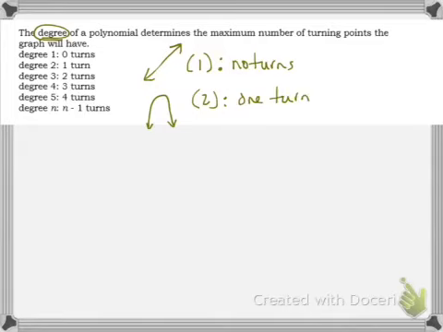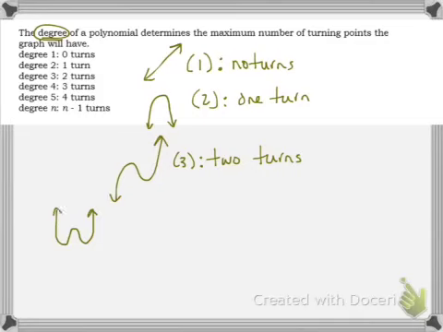Now, if we could type into our calculator a degree 3, we would end up with something that looks kind of like this. So this is degree 3. And notice that it changes direction twice, or it has 2 turns. A degree 4 is going to look something like this. And so notice that with a degree 4, it has 3 turns. So hopefully by now you are beginning to get the pattern. We have 1 less turn than the degree.